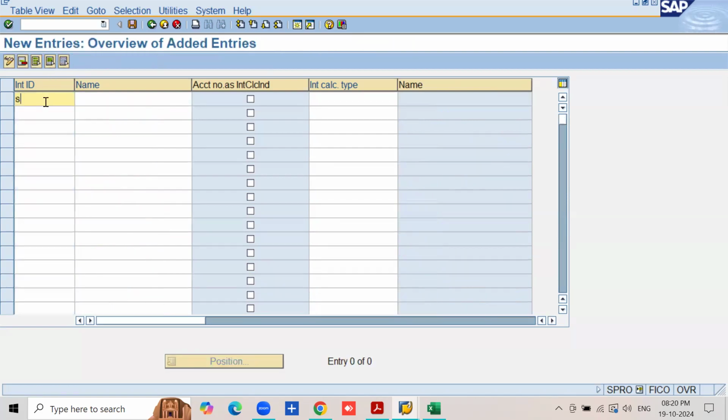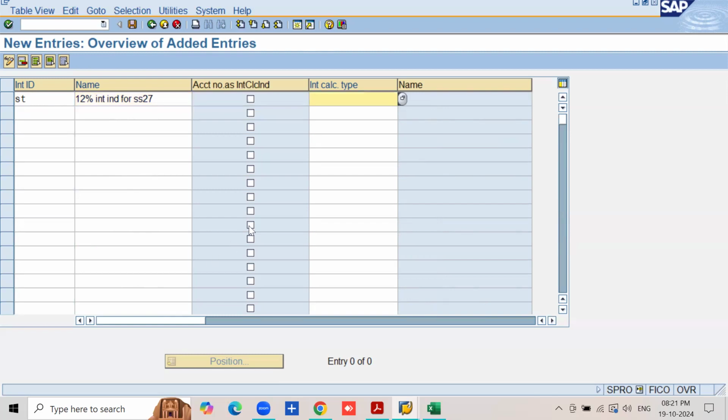Interest indicator is equal to ST. You can use any name, just like they have given ST. Name is equal to 12% interest indicator for SS27.